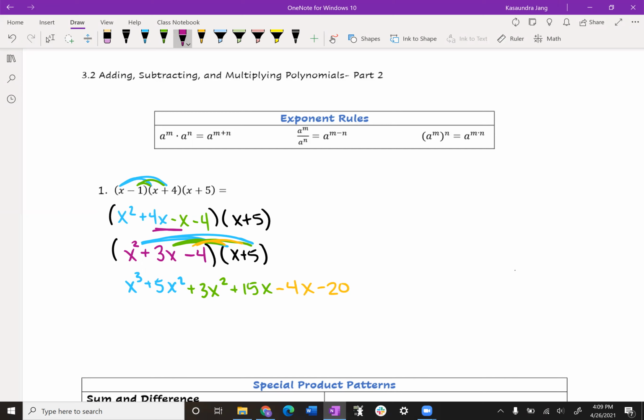All right, so let's combine some like terms here. I got a couple x squareds. I got a couple of plain x's. So let's combine these. The x cubed has nothing to combine it with. 5x squared and 3x squared. 5 plus 3 is 8, so I get an 8x squared. For my plain x's, I have a 15 minus 4, which is 11, a positive 11x. And then the negative 20 has nothing to combine with. So here is my final answer.